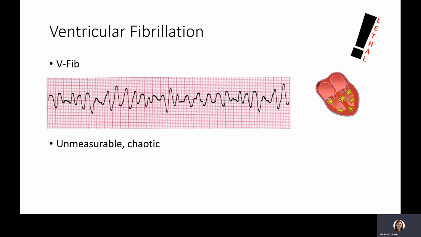Then we have VFib. This is a little bit more chaotic. We have a bunch of little cells in the bottom of the heart, and they're all fighting and competing against each other, competing and competing. Really, we don't have organized, good, meaningful activity. We just have this fibrillation or quivering. Nothing about this is measurable. We just know we need to get to our patient and have some sort of intervention very quickly.